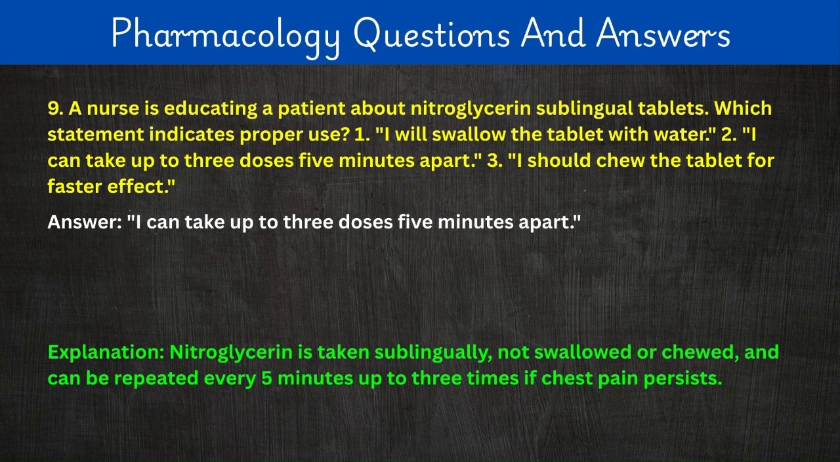Answer. I can take up to 3 doses 5 minutes apart. Explanation. Nitroglycerin is taken sublingually, not swallowed or chewed, and can be repeated every 5 minutes up to 3 times if chest pain persists.